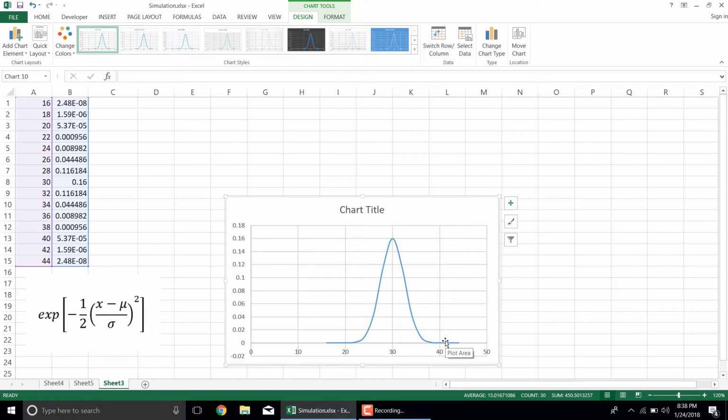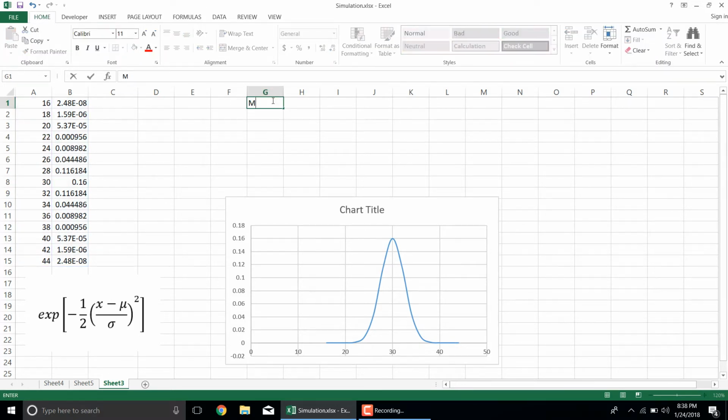The formula for normal distribution is given here: exponential of minus half, x minus mu over sigma, whole square. This distribution is characterized by two parameters, mu and sigma. Mu is the mean and sigma is the standard deviation. Since we do not know the mean and standard deviation for this dataset, we can just set the values for both of them as 1 for now, and we will change these later accordingly.